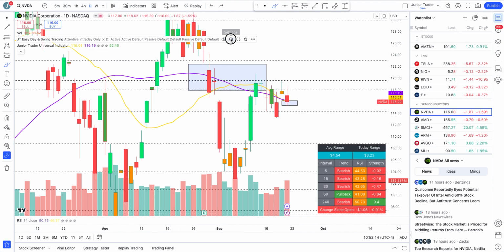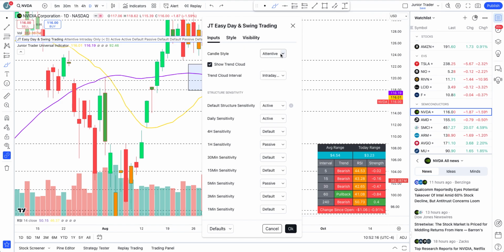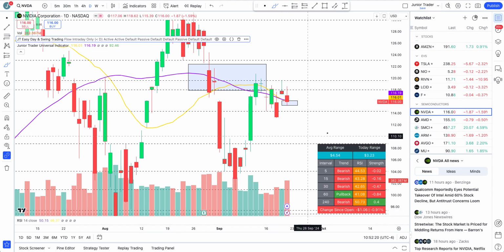Let me actually, just to make the understanding simpler, change it to flow, and this would just show you the color codes, in just two color codes, not necessarily showing you rebounds or pullbacks in the structure.